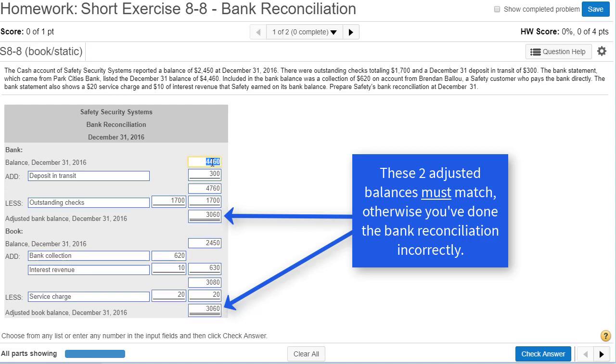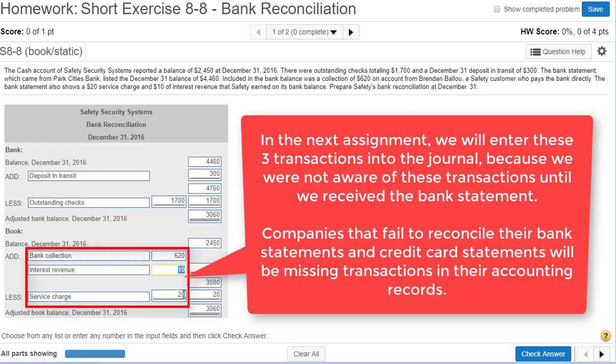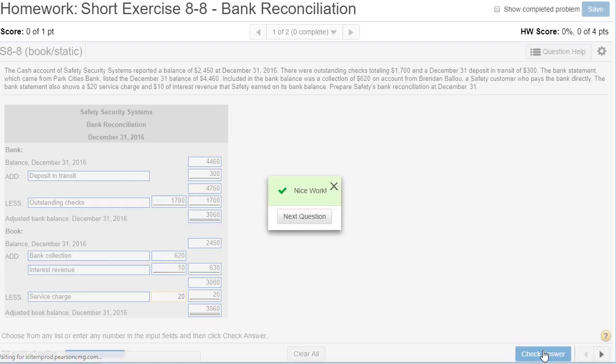So the bank wasn't technically accurate, and our cash account was not technically accurate. We said we had $2,450, but we actually have $3,060 because we did not know about these transactions. So in the next problem, what we're going to do is in the journal, we're going to enter these three transactions that we did not know about. And that's it.